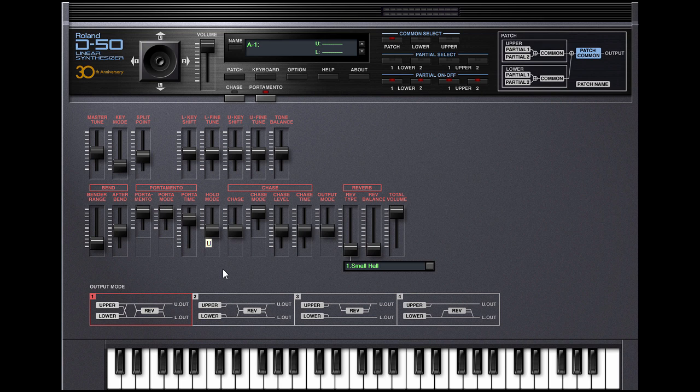Hold mode is useful if you have a pedal. You can hold the upper, the lower, or both tones with the pedal. And next comes a very unusual feature called chase. Imagine a delay line or arpeggio. You can turn it on or off.